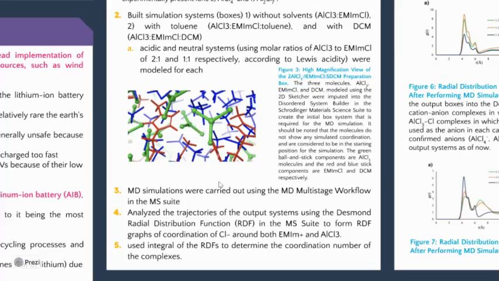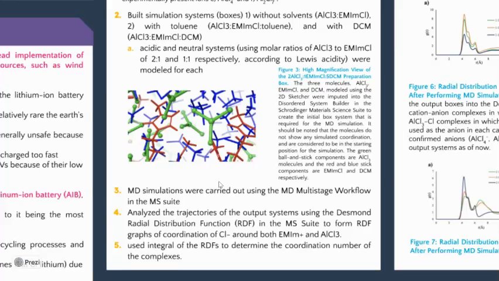I made three kinds of boxes, ones using only aluminum trichloride and EMI-MCl, which represents the control as the components are typically used as base electrolytes, ones with the addition of toluene, and finally ones with the addition of dichloromethane, or DCM. For each type of box, I made one acidic system and one neutral system based on Lewis acidity.